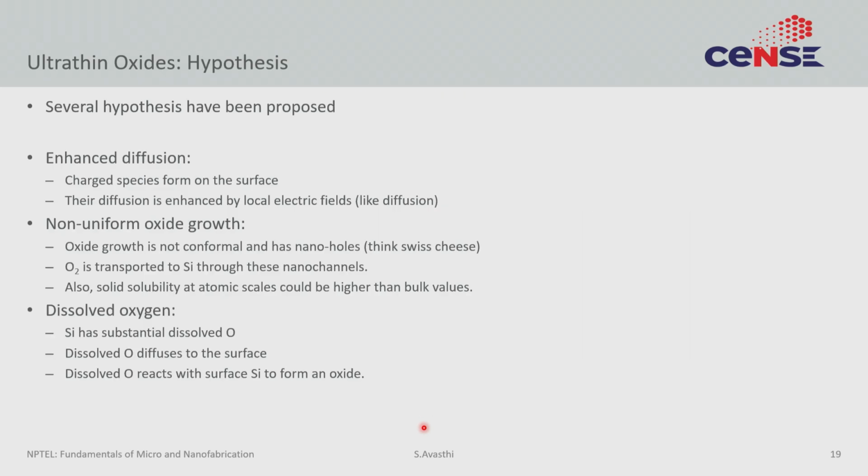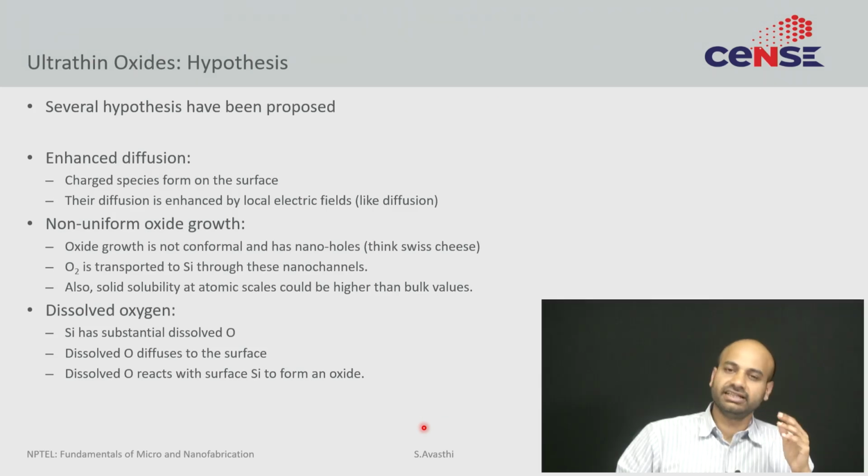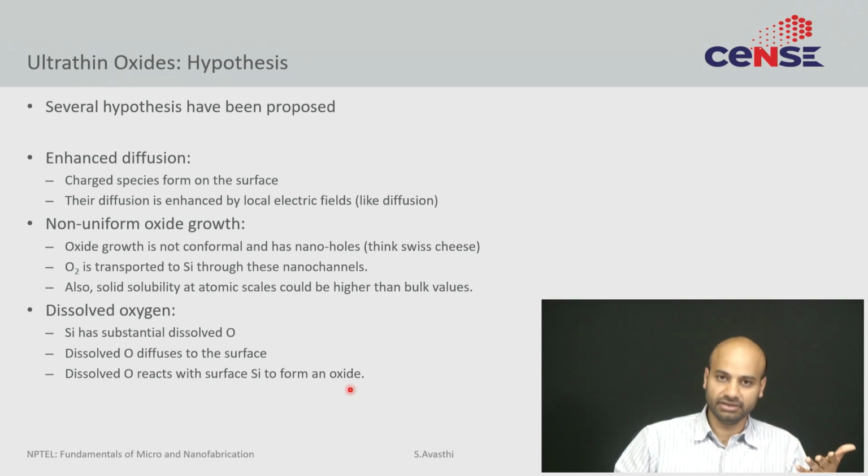There are several hypotheses on a physical level of why this actually happens. I do not think there is consensus or clarity on what exactly is happening in these ultra small thicknesses. Here are some of the possibilities that could be happening, but they are still open. This is still an open question to my knowledge. So, one of the things that people have proposed is that there is an enhanced diffusion, that charged species form on the surface, and when these thicknesses are very small, these charged species are actually much more mobile than what a simple Deal-Grove model predicts, and that enhanced diffusion leads to enhanced growth rate.